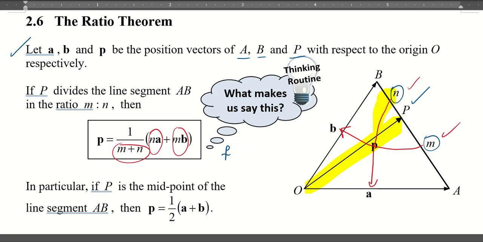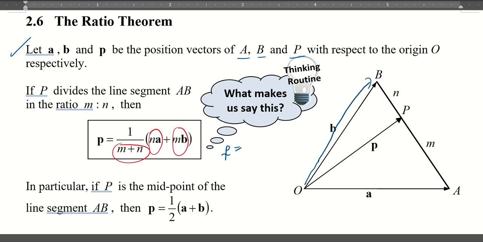Vector OP. Suppose I find vector OP in this manner. I first start from O, move to B. OB plus BP. Is it okay? OB plus BP. BP is a proportion of BA, actually n over m plus n of vector BA.